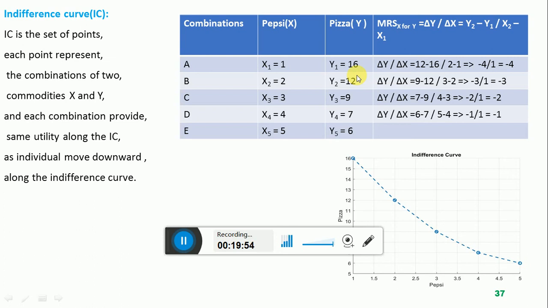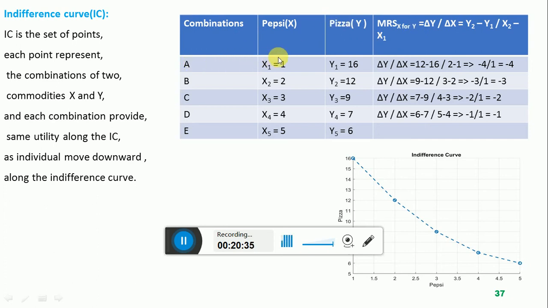From this data table, the first column represents the combinations of the two commodities. The commodities are X and Y. X represents Pepsi and Y represents pizza. So the first column represents points, combinations of both commodities. The second column defines the number of units purchased of the first commodity X, Pepsi, and the third column defines the number of units of the second commodity, pizza. The fourth column defines the rate of substitution, the rate at which the consumer is substituting, replacing one commodity for the other.